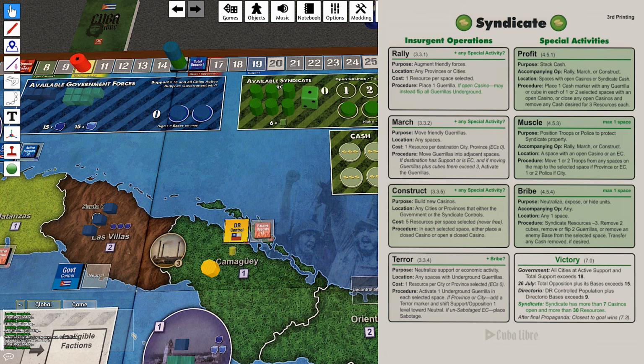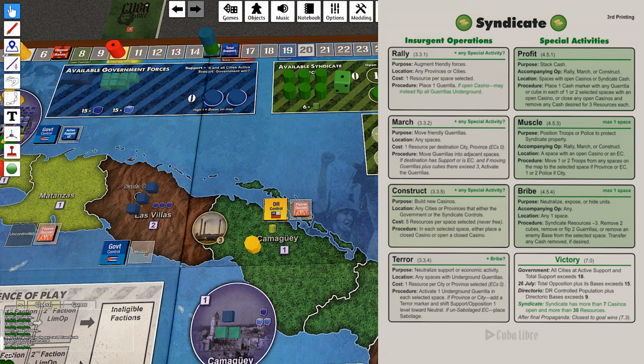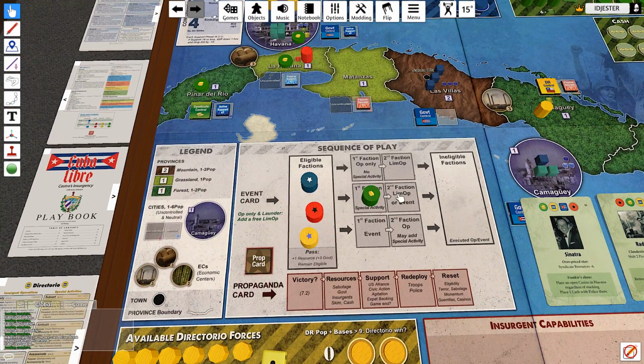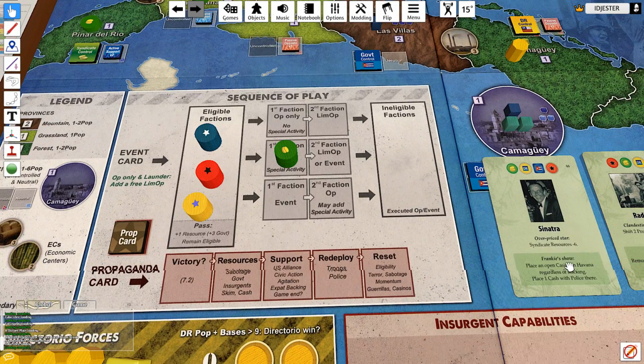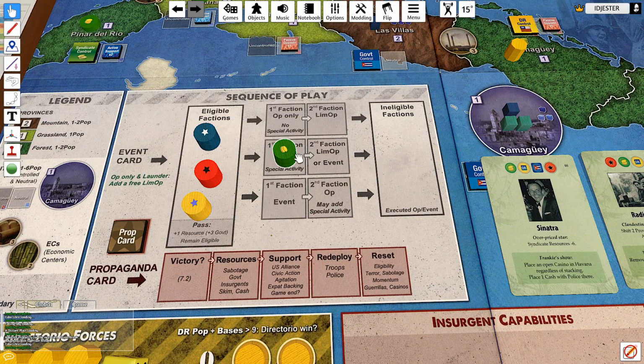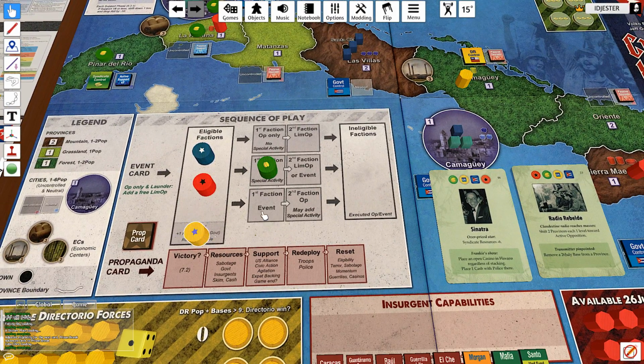He's going to bring guys on the map, and then he's going to get some money, which is not bad. Not bad at all. Or he might decide, you know what, I'm going to go ahead and construct, and I'm going to put a little bit of muscle out there. Or I'm going to march, and I'm going to bribe. So, doing your operation with your special activity, again, nothing wrong with that. Pretty powerful stuff. Might not be as powerful as the event, but still pretty powerful stuff. So if the first player goes there, then the second player obviously has a choice. He can only go here to pass, or he can go here.